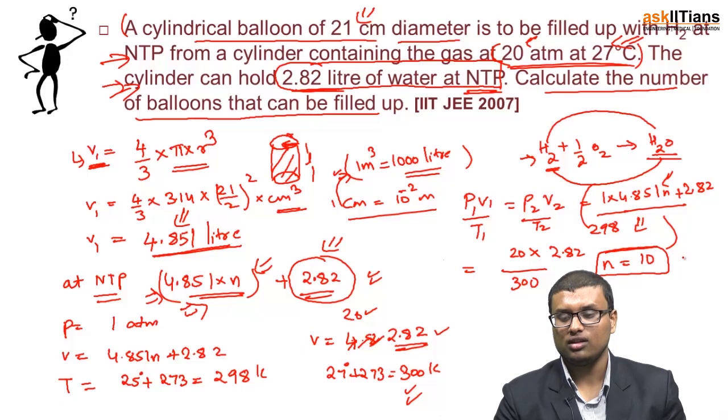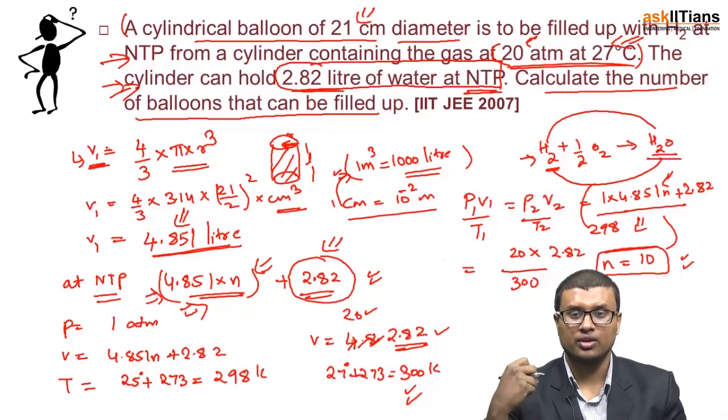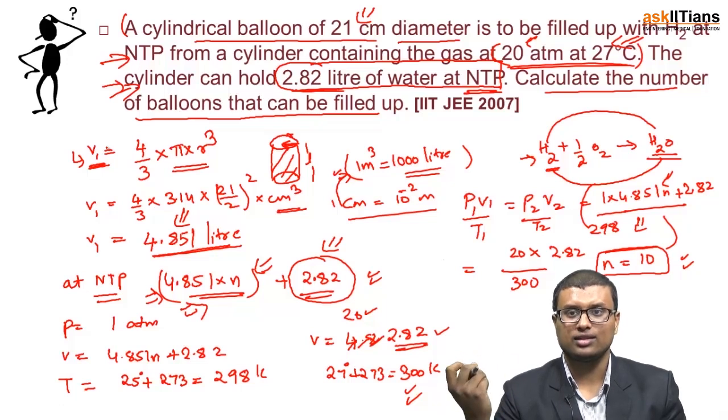So I can fill 10 balloons. 10 balloons can be filled up. So this is a basic question, but you have to understand the concept. How the volume of the balloons has to be related with the volume of the cylinder is your first task. Once you understand, all the remaining parameters are given, right? And you have to use the ideal gas equation PV is equal to nRT, or you can say P1 V1 by T1 will be equal to P2 V2 by T2. All the values are given and you have to calculate the value of N out of it.